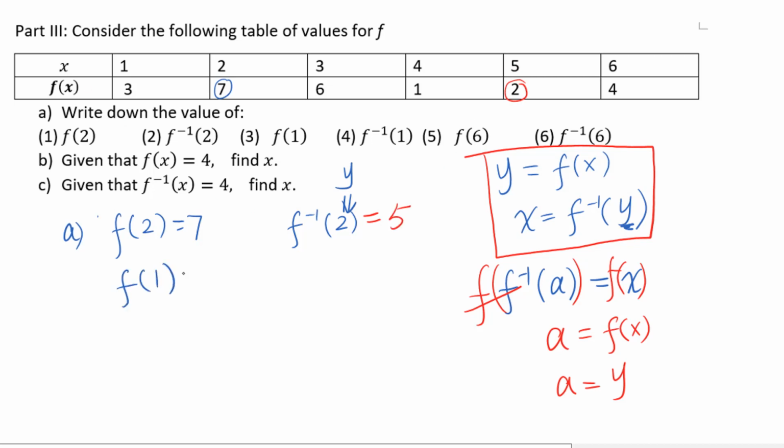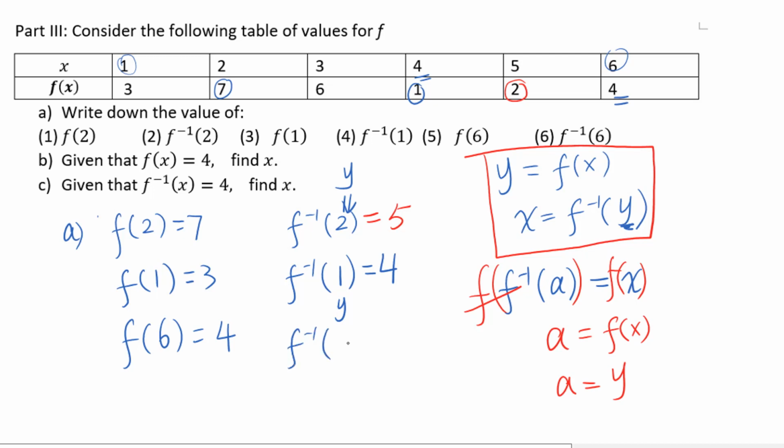F of 1 equals, x equals 1. You will get 3. Inverse of f of 1. This 1 is a y. You will get x equals 4. F of 6 equals, x equals 6. We know y equals 4. Inverse of f of 6. This 6 is y. Then your x will be 3.